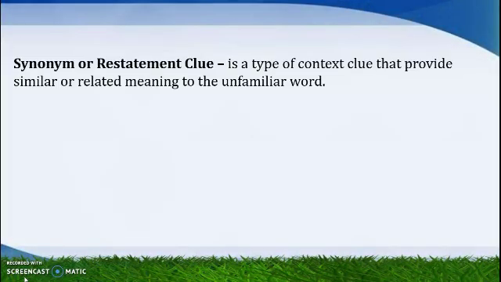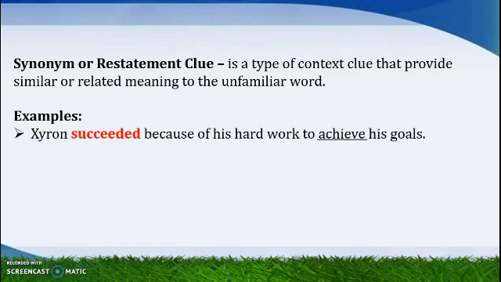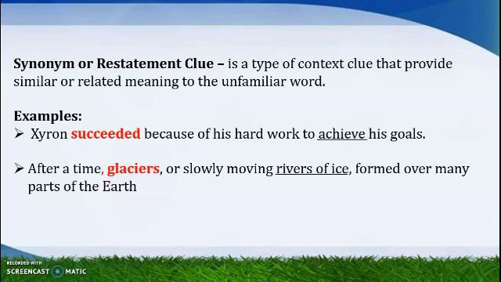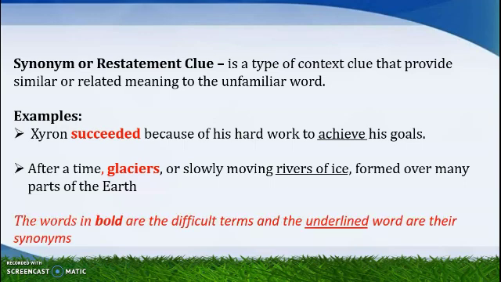The first one is the synonym or statement clue. It is a type of context clue that provides similar or related meaning to the unfamiliar word. Let's have some examples. Simon succeeded because of his hard work to achieve his goals. Another one, after a time, glaciers or slowly moving rivers of ice formed over many parts of the earth. The words in bold are the difficult terms and the underlined words are their synonym.